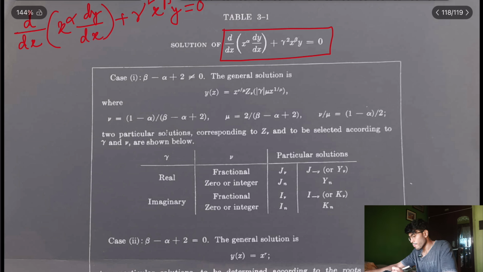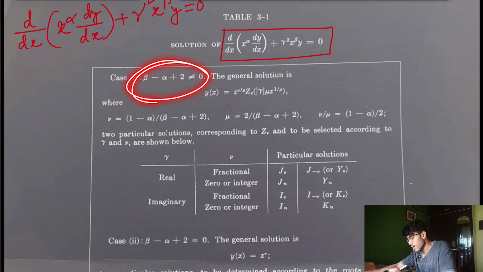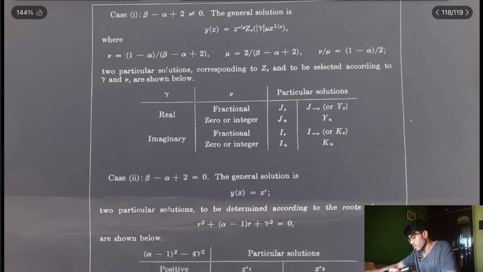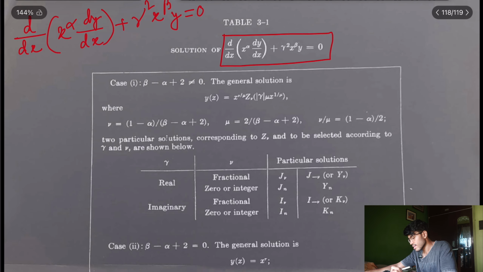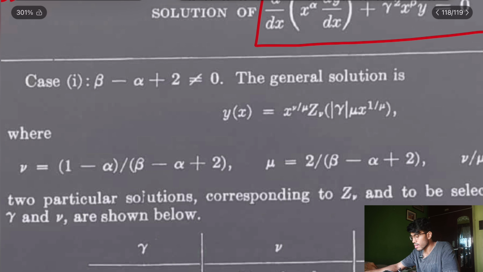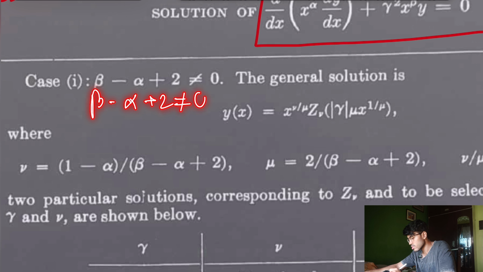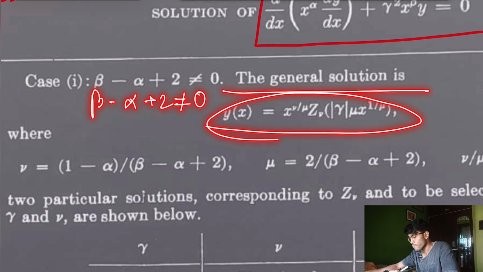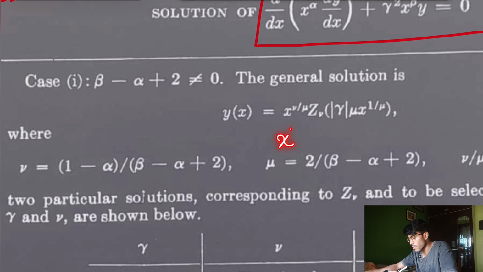The moment you get alpha, beta and gamma, note that you have already got alpha, beta and gamma, so you can compute this expression, that is beta minus alpha plus 2. So here the thing is that if my beta minus alpha plus 2 is not equal to 0, the general solution is this. I think the image quality is not being disrupted if I zoom it. So if beta minus alpha plus 2 is not equal to 0, then the general solution is given by this one, where it is, I will write it again, x to the power nu by mu, Z with a subscript nu, gamma mu x to the power 1 by mu.